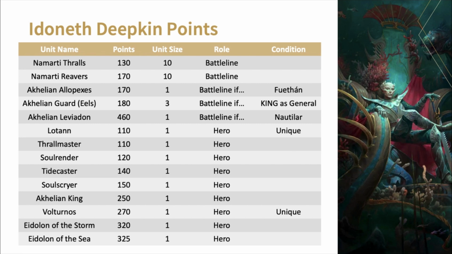Akhelian King, which is the Slap King, as people have come to know him, with the current build of artifacts, spell, command trait, and mount trait. Volturnos, as I mentioned, and then 2 Eidolons, the more punchy one, the Storm, and the wizard variant, which is the Eidolon of the Sea, both of which are heroes.